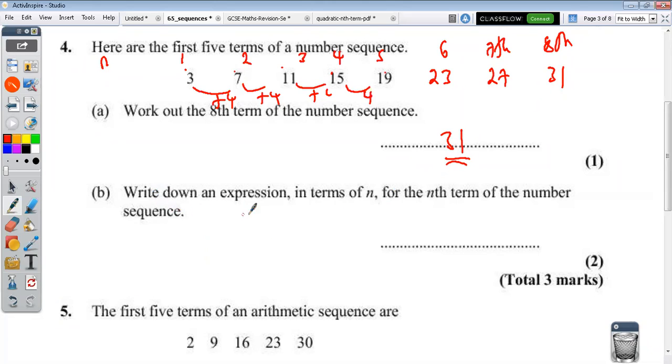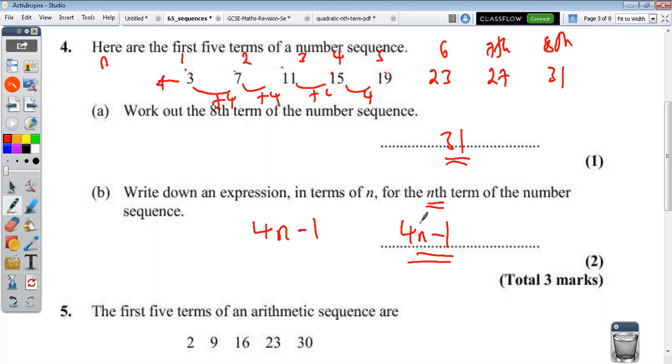Now, the next one is find the nth term. We know that each time we're adding 4, so it's a 4n multiplication table. Then what will be the term before the 3, if I was going to the left? Follow through what's happening. If I'm going there, I'm adding; if I'm going there, I'm subtracting. So you take away 4 from this. What's 3 minus 4? Minus 1. So it's 4n minus 1.